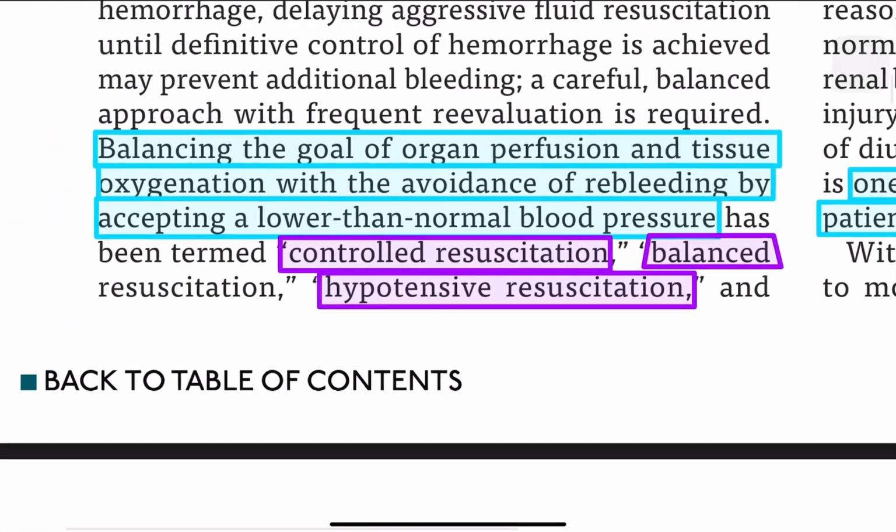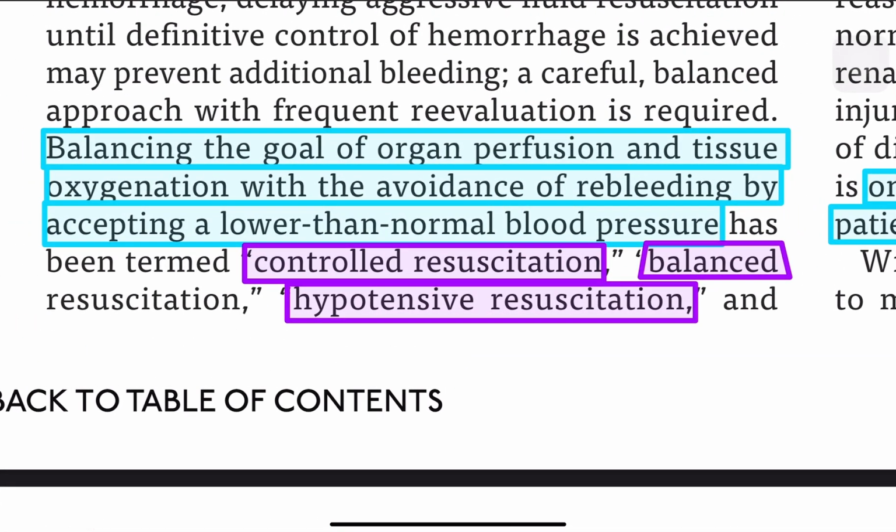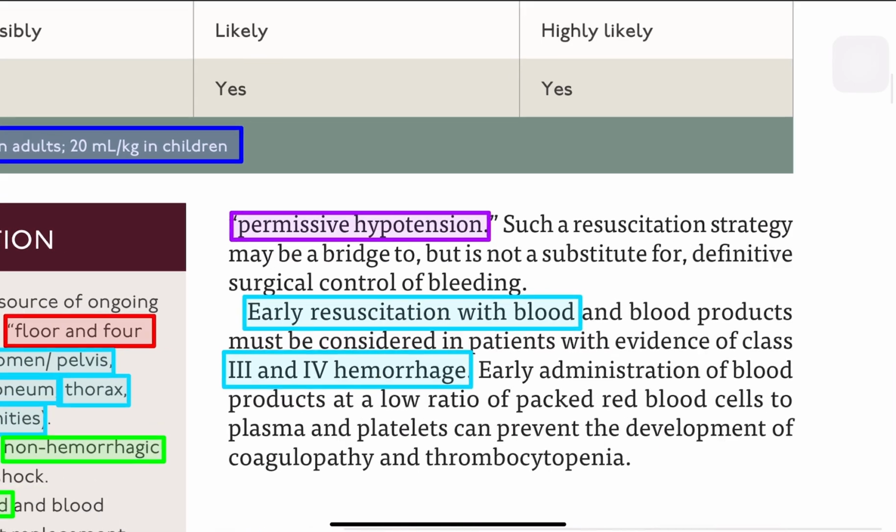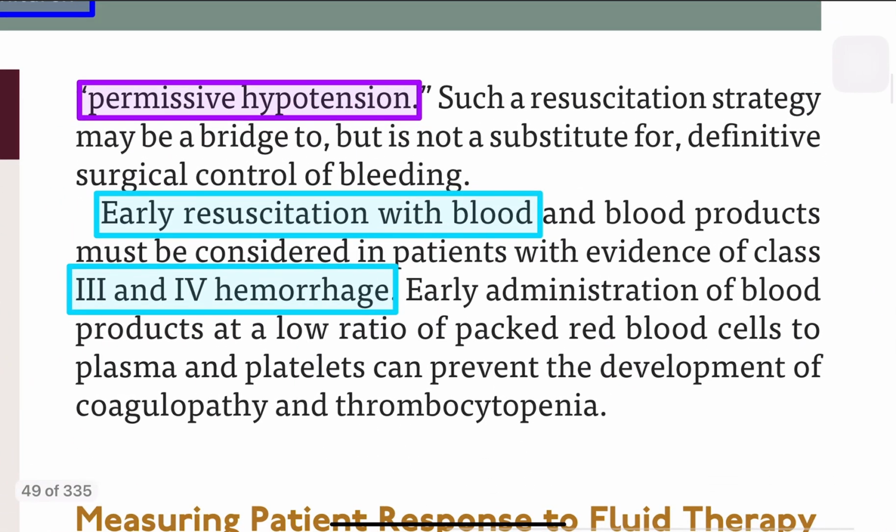Balance the goal of organ perfusion and tissue oxygenation with avoidance of rebleeding by accepting a lower than normal blood pressure. This is also called controlled resuscitation, balanced resuscitation, hypotensive resuscitation, or permissive hypotension, with early resuscitation with blood. This is mainly done in type 3 and 4 hemorrhage.